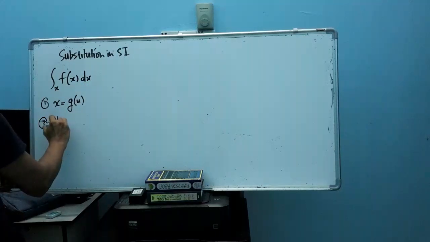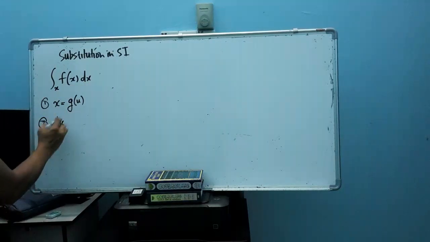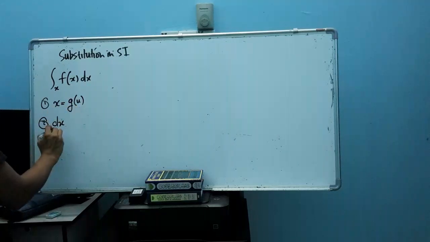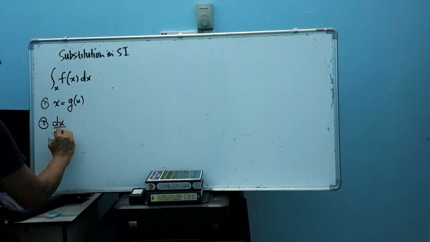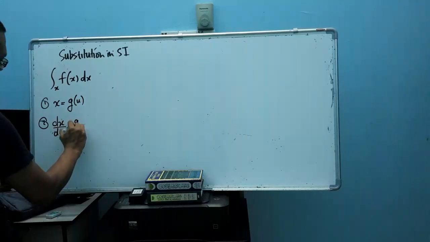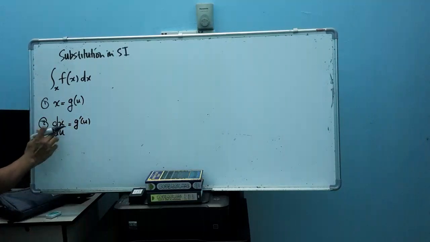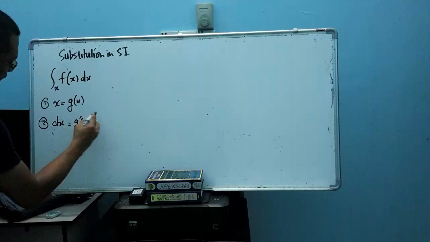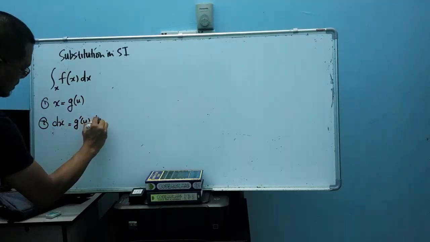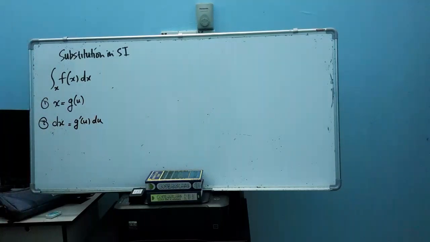So how do we find my dx here? Since I have a function depending on u, I need to take the derivative of x in terms of u. So I will have g prime of u. Therefore my dx will be g prime of u du.